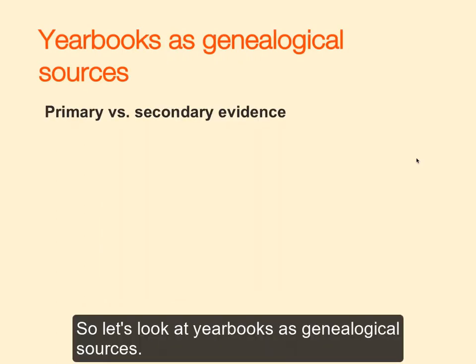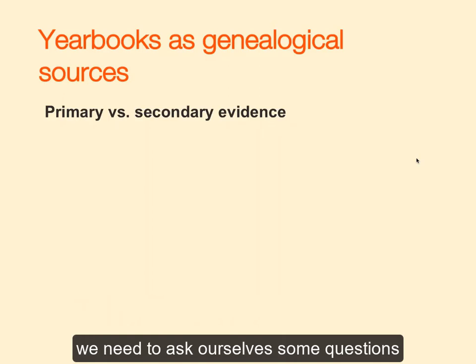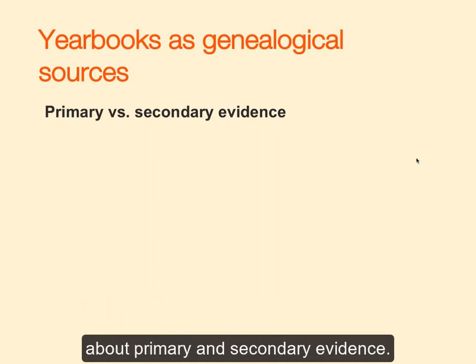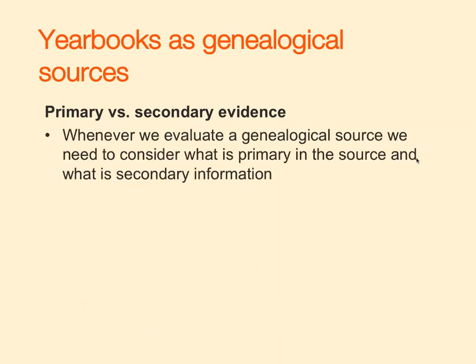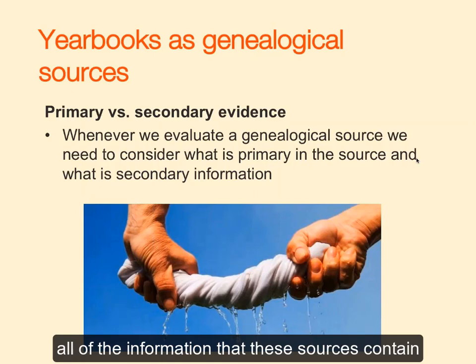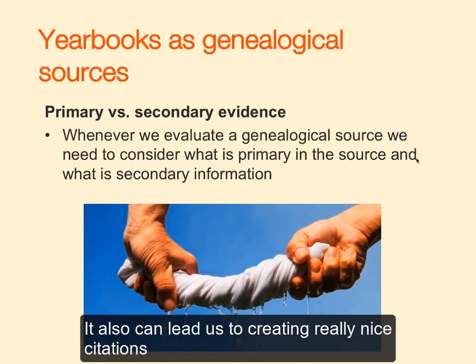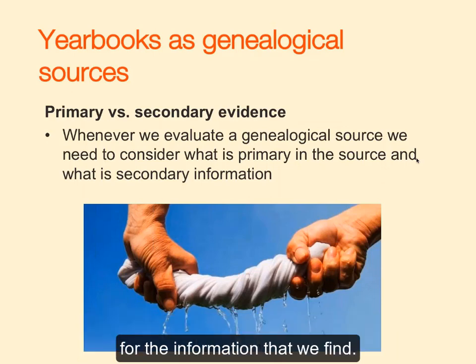So let's look at yearbooks as genealogical sources. And whenever we look at a record type or a document type, we need to ask ourselves some questions about primary and secondary evidence. This mental exercise also helps us wring out all of the information that these sources contain and helps us think critically about what we're learning. It also can lead us to creating really nice citations for the information that we find.